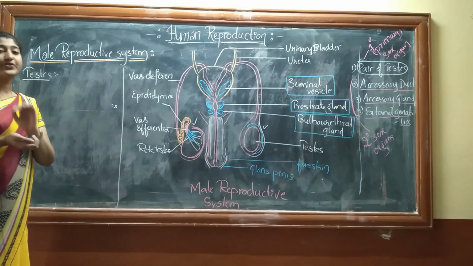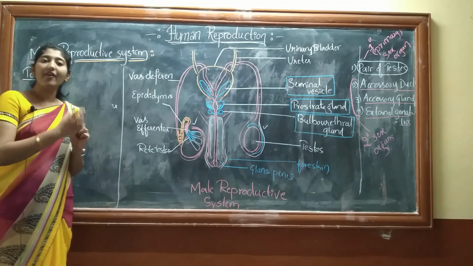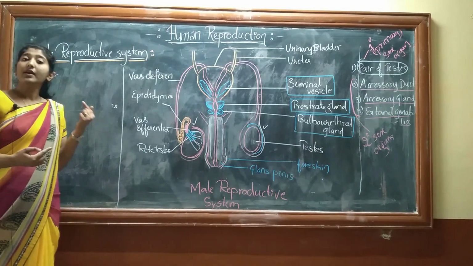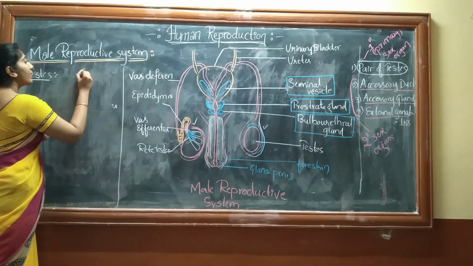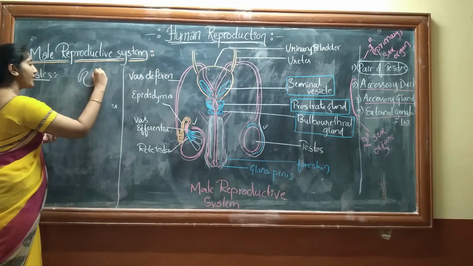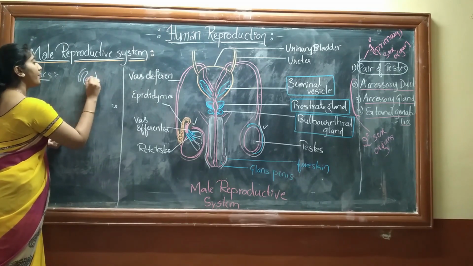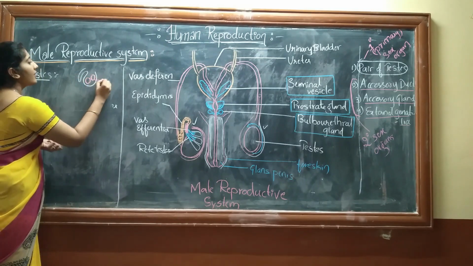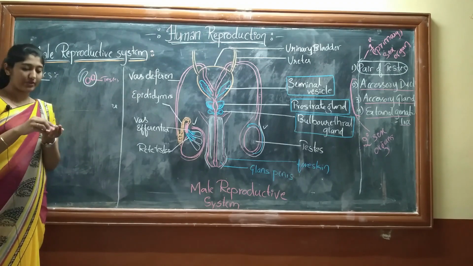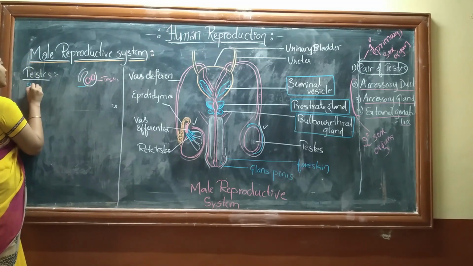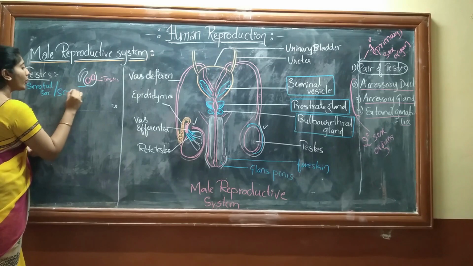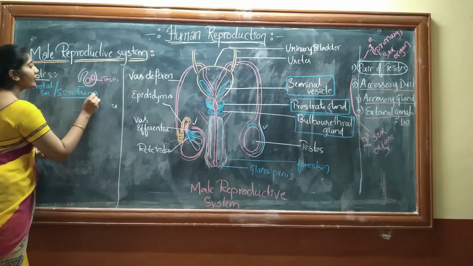So, the testes are placed slightly away from the body. Away from the body means in the extra abdominal cavity or the extra pelvic region. If this is the penis, then the testes are placed, 2 in number, in a sac-like structure, a pouch-like structure, and this is called the scrotal sac or scrotum.